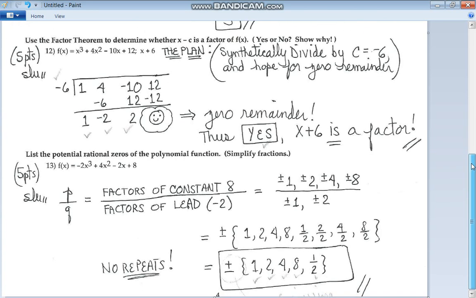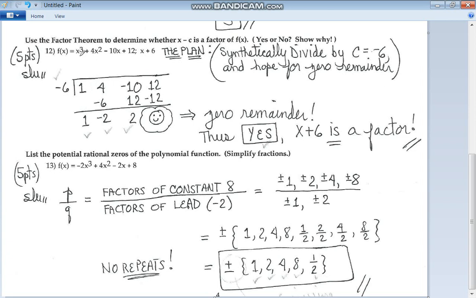Question number 12. Use the factor theorem to determine whether x minus c is a factor of f of x. Say yes or no and show why. f of x equals x cubed plus 4x squared minus 10x plus 12. And the x minus c is x plus 6. So c value is negative 6, and we're going to divide synthetically by that and hope for a 0 remainder.